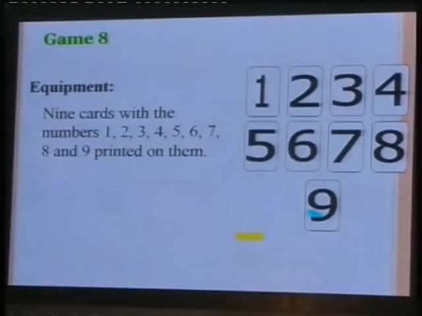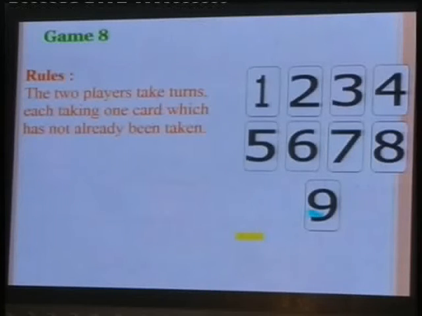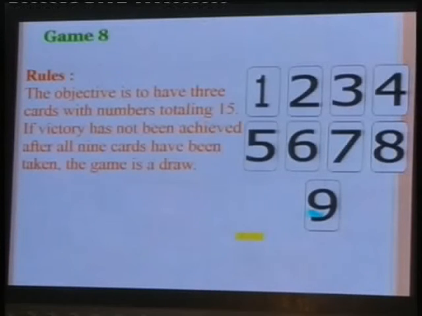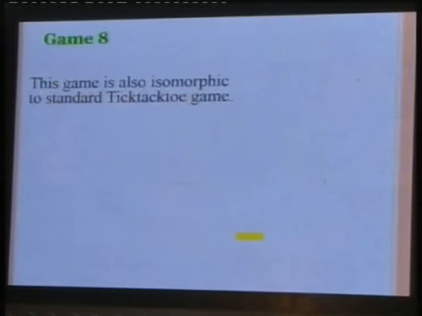So we have 9 cards, labeled 1 through 9. Players take turns removing a card. The first player to have 3 cards that add up to 15 wins. So the objective is to have 3 cards that add up to 15. Otherwise it's a draw. And very similarly, if you remember game 2, what we did is we wrote out all the ways that you could win, and we're going to do the exact same thing here.